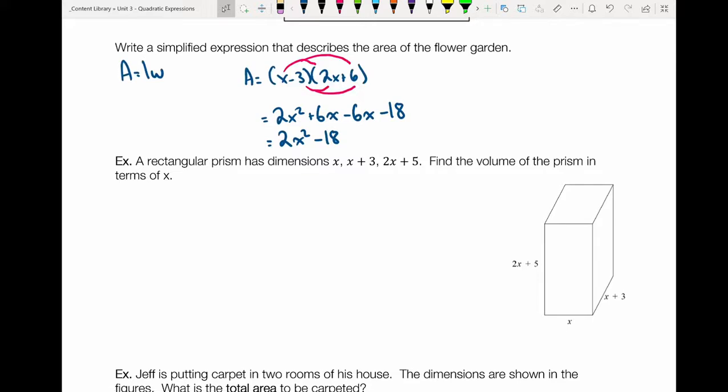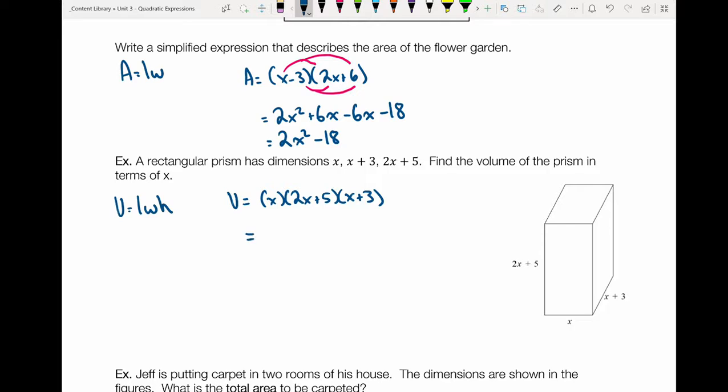In the next example, we have the same idea, except we're dealing with a rectangular prism, or three dimensions, and we want to find the volume of the prism. So volume of a prism is length times width times height. So again, I can rearrange or label any one of these dimensions as length, width, and height. Doesn't really matter. I'm going to replace the length, width, and height in my volume formula with these dimensions. So I'll put x first, 2x plus 5, and x plus 3. Again, it doesn't really matter the order.